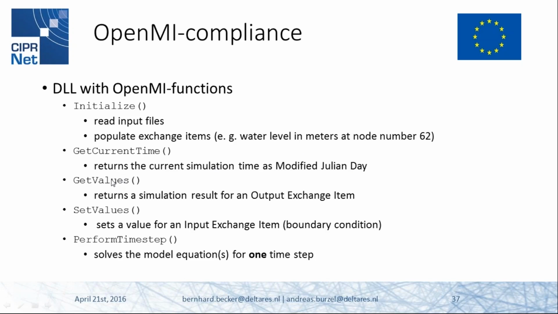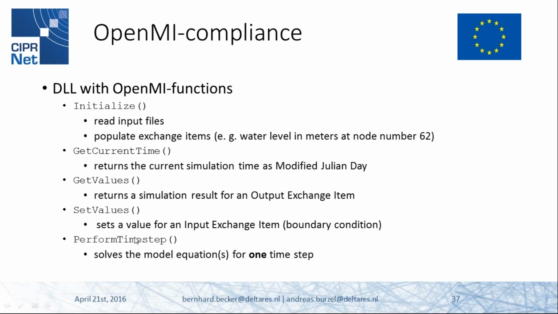Then we have getValues and setValues. GetValues returns a simulation result for an output exchange item. Yeah, I said here simulation result, but it can also be a model parameter or a part of the schematization, for example, the XY coordinates of a specific node in the model grid. SetValues is the contrary, the corresponding one. This sets a value for an input exchange item, in most cases boundary conditions.